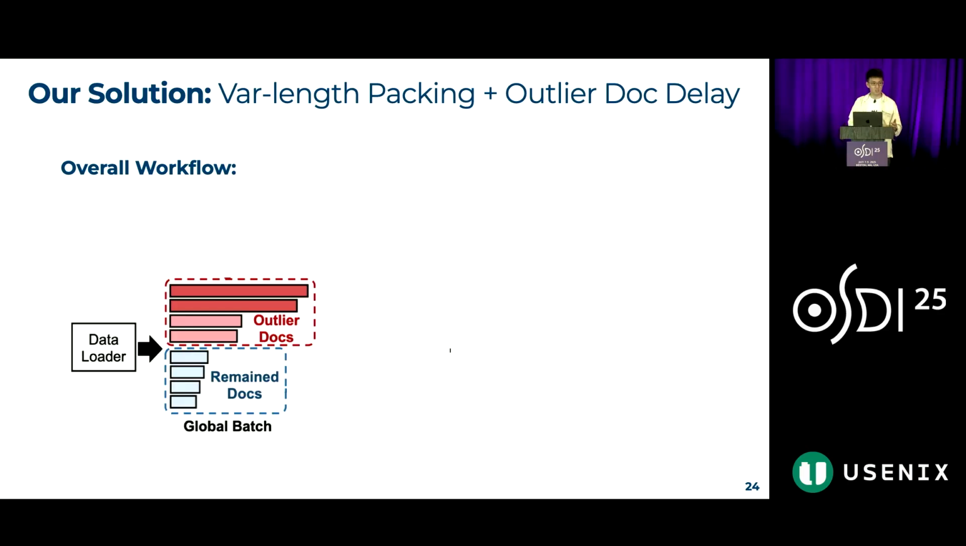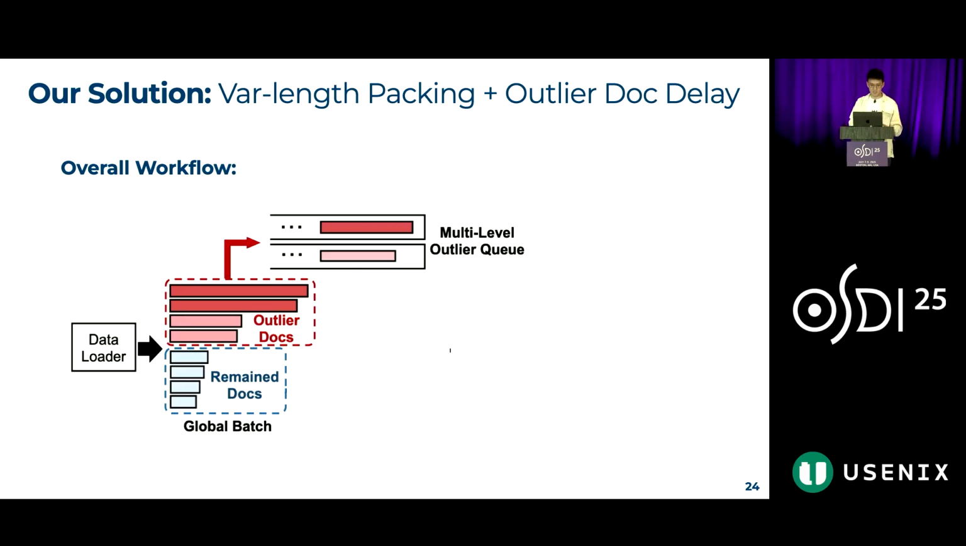When the data loader is loading documents from the dataset, the documents will be split based on the document length. The extremely long documents will be added into the multi-level outlier queue to wait for enough long documents, and the remaining documents will be added into the current batch for packing.